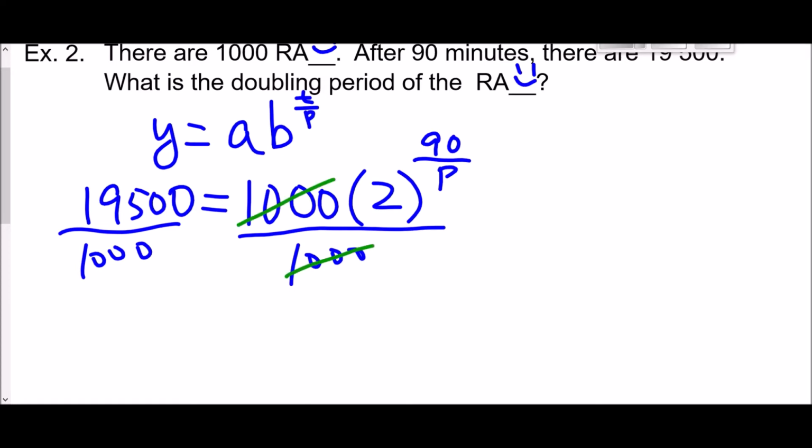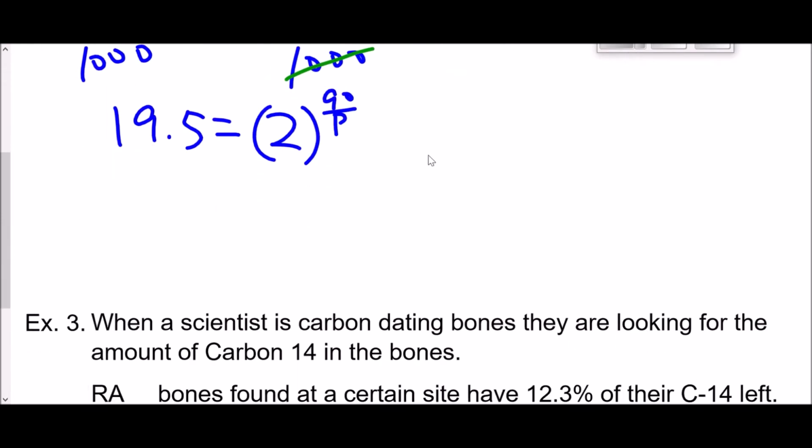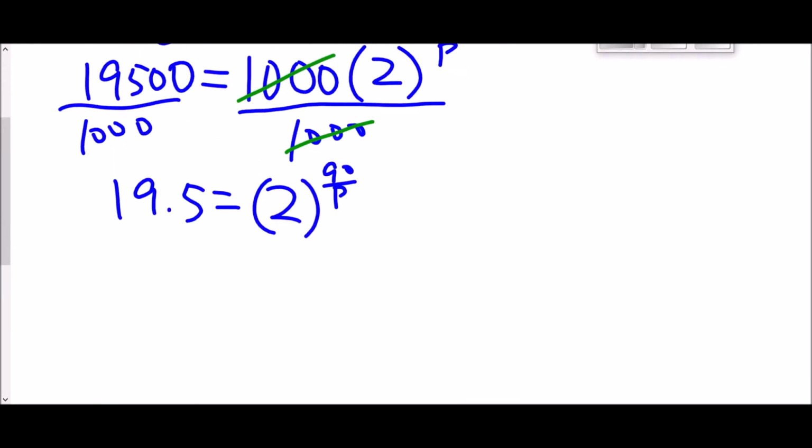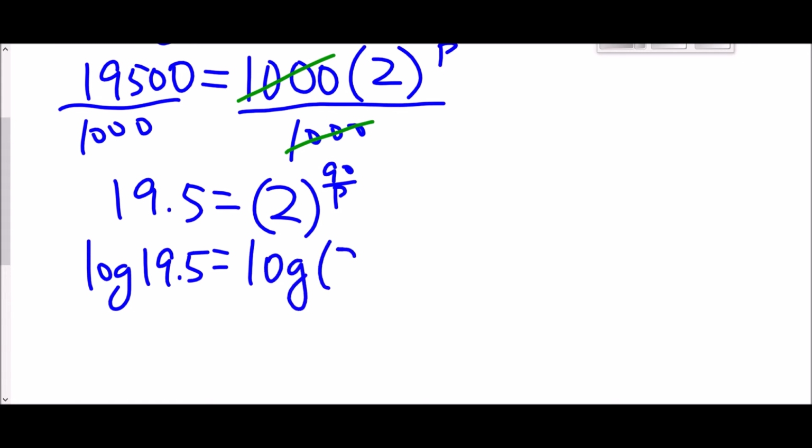19,500 divided by 1,000, you get 19.5. On the right hand side, now we have 2 raised to the power of 90 over P. So now this is much nicer. So we can take the log on both sides now. Log of 19.5 on the left, and on the right hand side, log of 2 raised to the power of 90 over P.